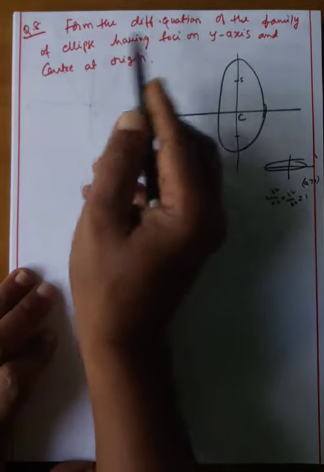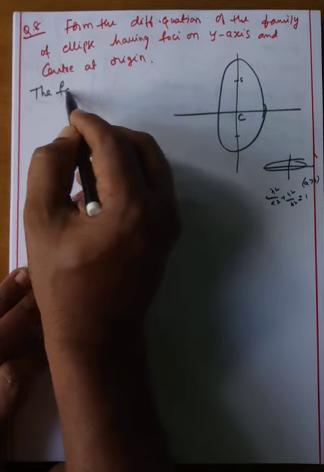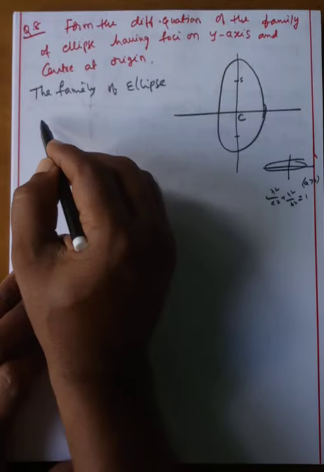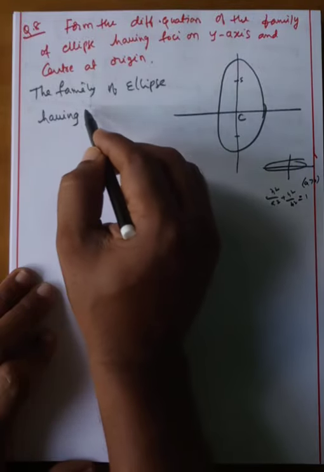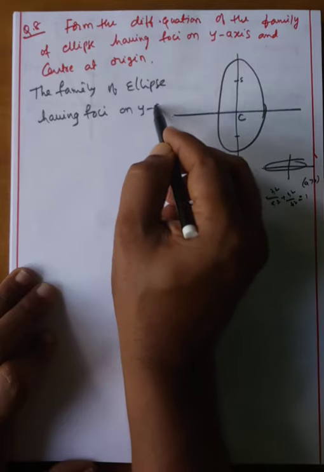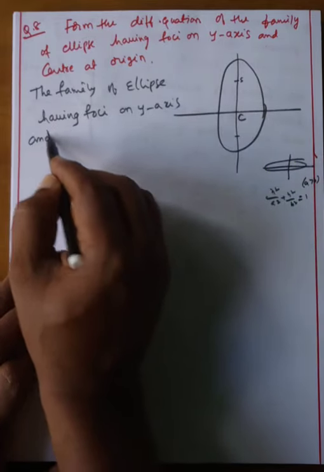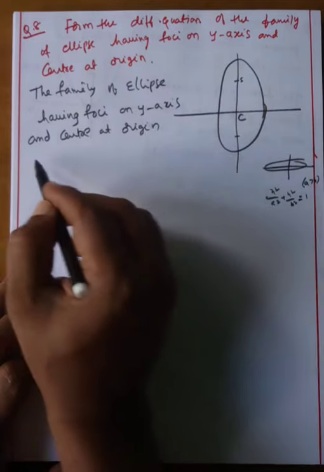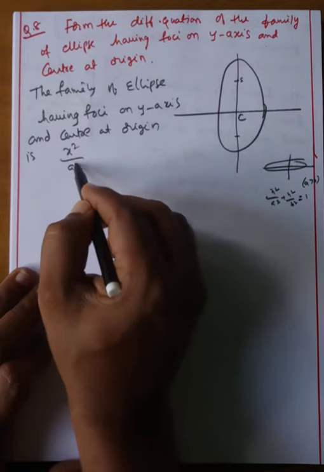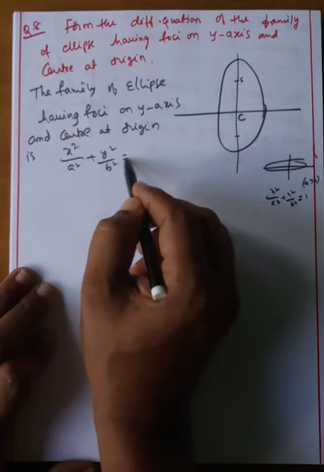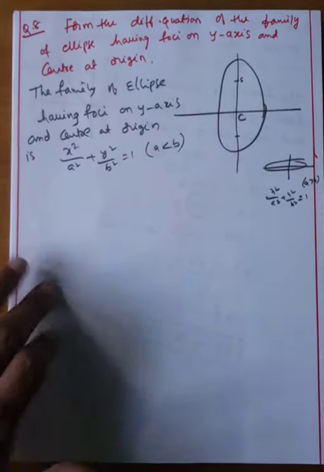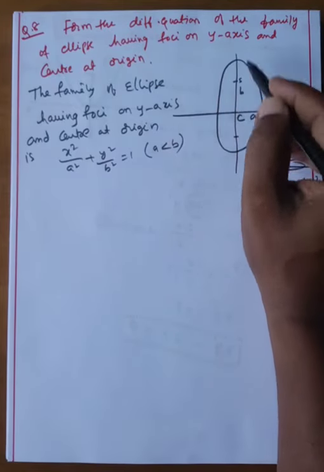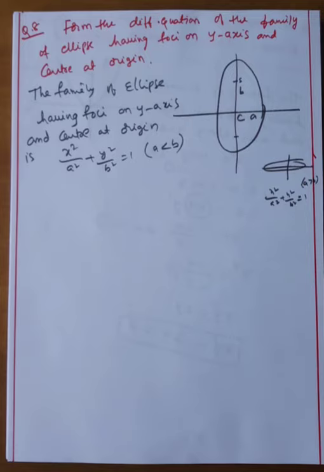Now the family of ellipses having foci on the y-axis and center at origin is x square by a square plus y square by b square is equal to 1. In the bracket you write a less than b. Whenever the b value is more, this is the minor axis, this is a, this is more. Okay, my dear students, in this way, simple.